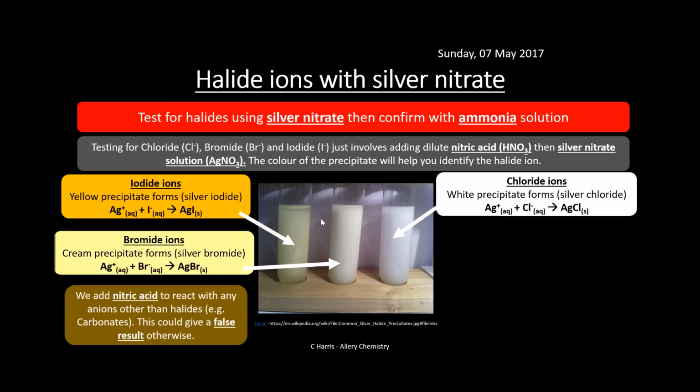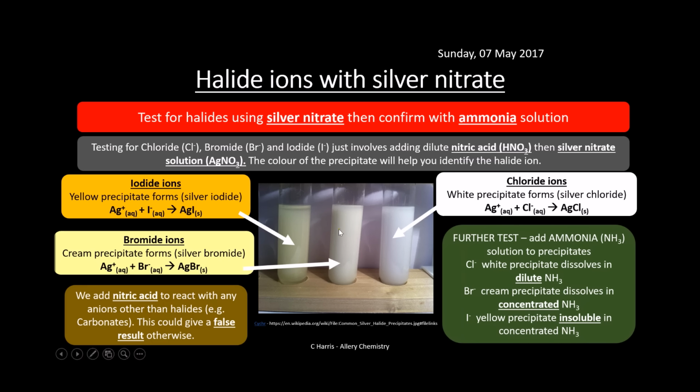We can also test this further. Because these are really difficult to see, obviously we can see them side by side here with a white screen behind, but it's really difficult to tell in isolation. So we can do a further test. We add dilute ammonia to each of these solutions, and the chloride precipitate should dissolve. Then we know that's got to be chloride, so we put that to one side. We should have these two left.